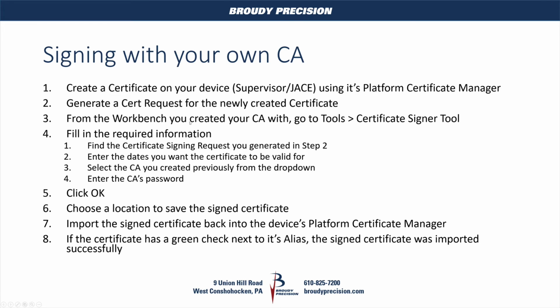Then we'll use a tool that you might not know even exists in Workbench, which is the certificate signer tool, and that allows us to take that certificate request and sign it with that CA that we created. As I mentioned earlier, we'll use that password to ensure that we have the authority to use this CA to sign something. And then we'll import that signed certificate back into the device's platform certificate manager like we did when it was a third-party certificate. So let's get back into Niagara.